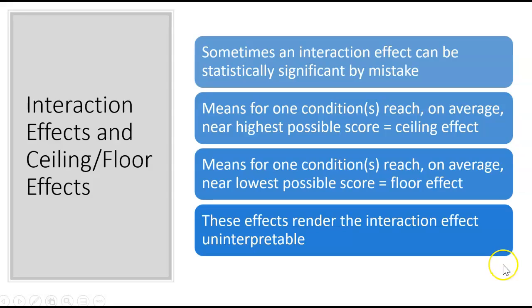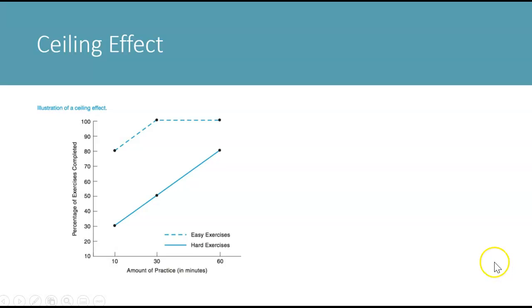So essentially, if you have ceiling or floor effects, any interaction that you see, even if it's statistically significant, you can't interpret it because it's likely due to a measurement problem as opposed to an actual interaction between your independent variables. Now this graphic shows you an example of what you would see in a line graph of what looks like a ceiling effect.